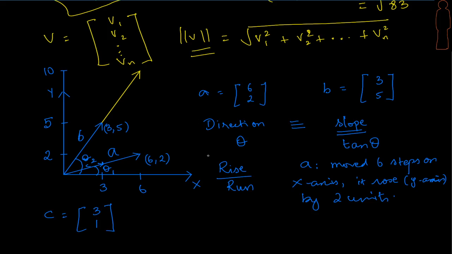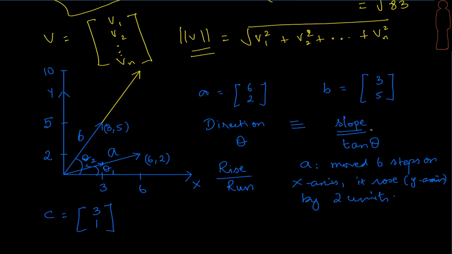What do these two vectors, A and C, say? They're saying that for movement of 3 units on the x-axis, I will rise 1 unit, whereas A is saying that for movement of 6 units, I rise 2 units. But essentially they're saying the same thing. And that is why the angle made by the C vector or the A vector is the same. Reason? The slope is the same.